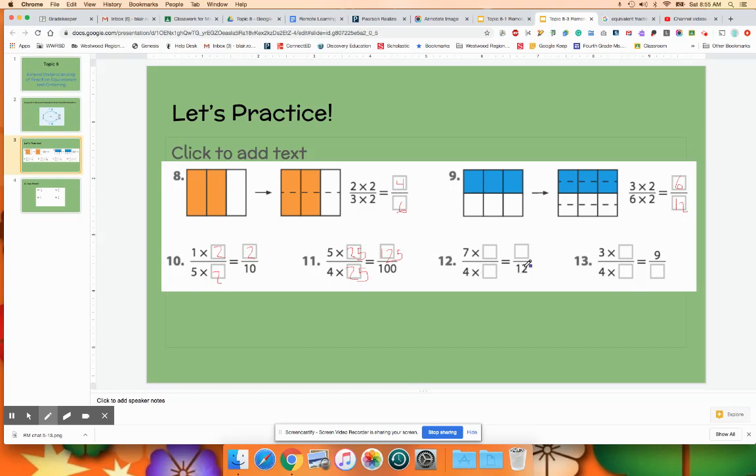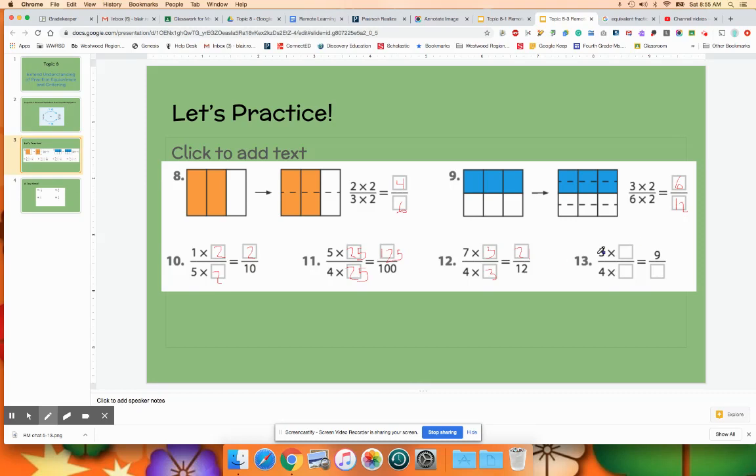Let's look at this one. How do we go from 4 to 12? We multiply by 3. Whatever you do to the bottom, you do to the top. 7 times 3 is 21. Again, here we have another fraction greater than a whole. It used to be called, back in the day, your parents may remember this, improper fractions, but now we call them fractions greater than a whole.